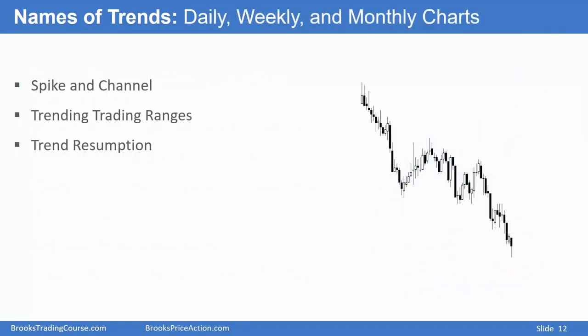On the downside, we have a bear breakout and then a channel. A bear breakout, pullback here, bigger pullback here, and then a channel. Again, most bear trends have a spike and channel bear trend within them. If this is the open of the day, then it's also a trend from the open bear trend. And here we had a trend and a trading range, and the bear trend resumed.